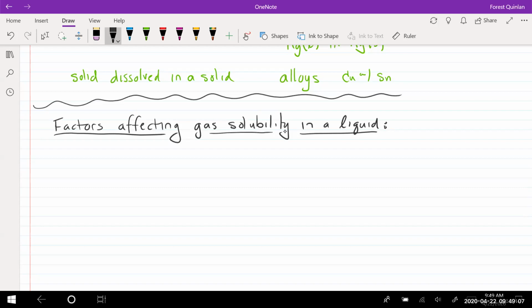And yes, intermolecular forces play a part in this, but since most liquids are held together by some sort of dipole-dipole interaction or things of that nature, and since most of the gases that we have are nonpolar in nature, those interactions are very weak. So we won't talk about those there. What we're going to talk about instead is how temperature and pressure affect them.